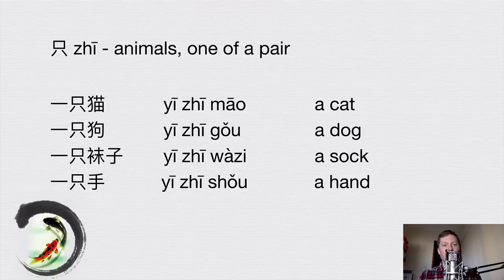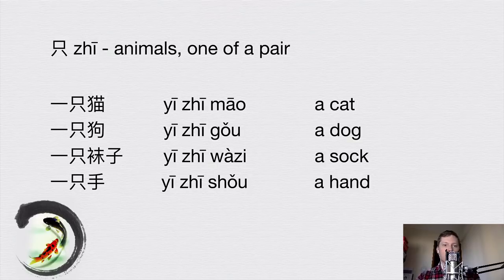Okay, so I mentioned that there are a few different measure words which are pronounced 知, and another one is this character that you can see at the top of the screen here, which is often used for animals, particularly small animals, or something that is normally one of a pair. For example, a chopstick or a sock or a shoe as well would use this measure word if you're talking about one out of a pair.